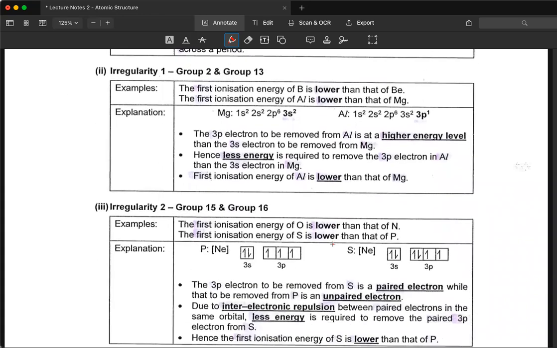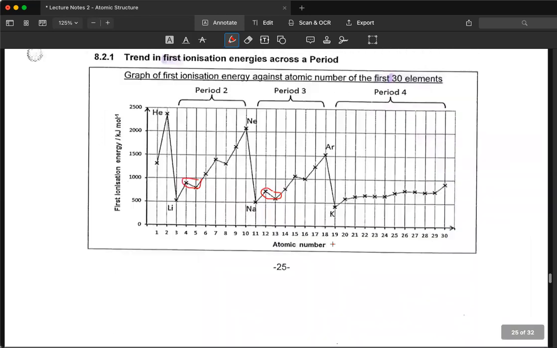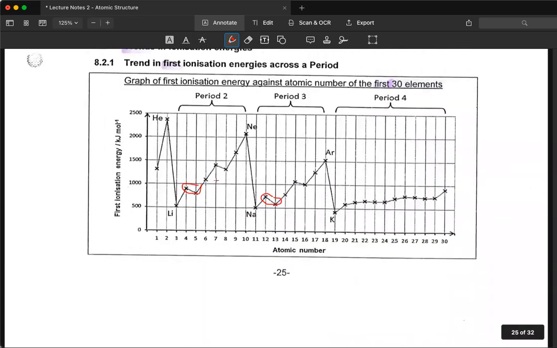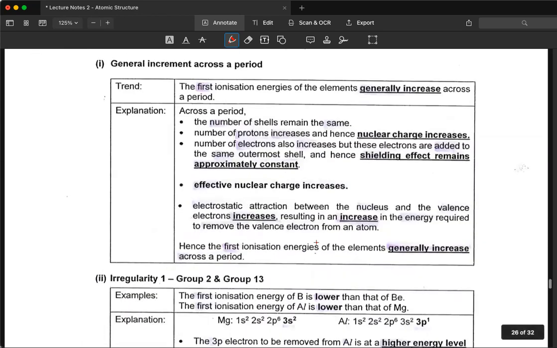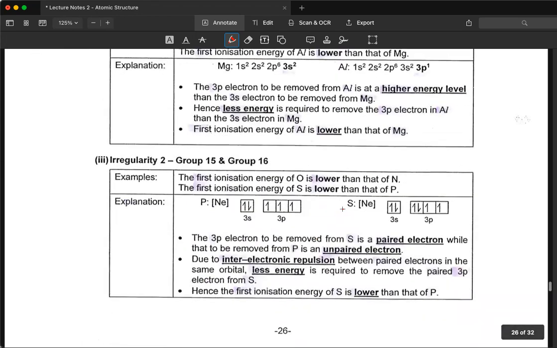How about 15 and 16? O and N, and S and P. So O is 8 here and here. The next two discrepancies. So if you talk about phosphorus and sulfur, you can use the same explanation for oxygen and nitrogen. The explanation is different from the first one. The 3p electron to be removed from S, can you look at this? This is a paired electron, while that to be removed from P is an unpaired electron.